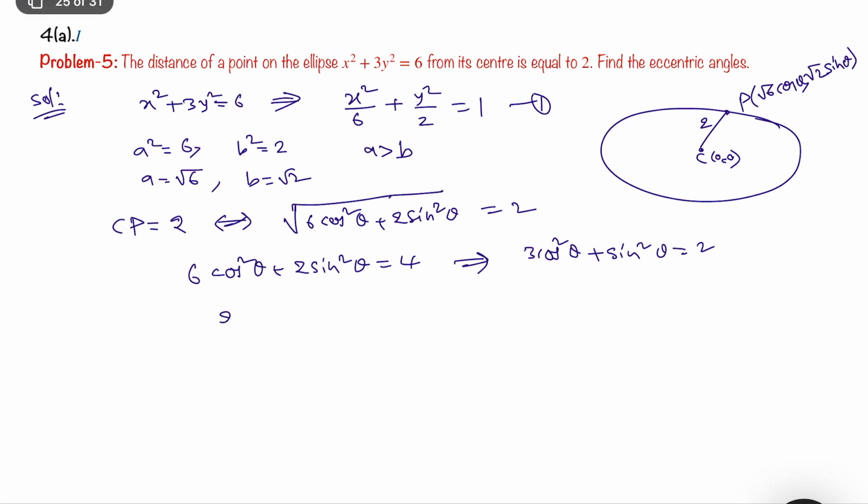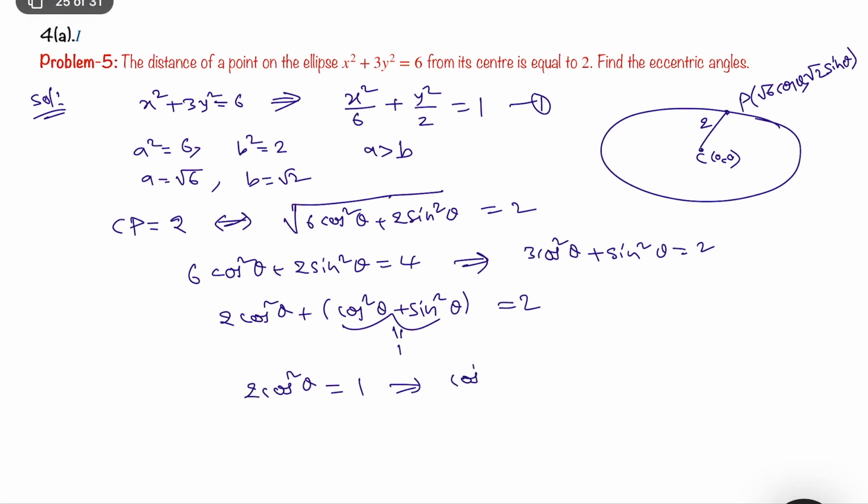Okay, now I can write 2 cos square theta plus cos square theta plus sin square theta equal to 2. Here this 3 cos square theta I am writing as 2 cos square theta plus cos square theta. So now this will be equal to 1. Okay, so now we have 2 cos square theta equal to 2 minus 1, it will be 1. That implies cos square theta equal to 1 by 2. That implies cos theta equal to plus or minus 1 by root 2.